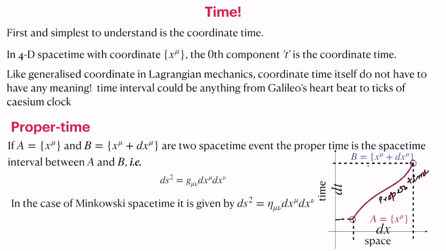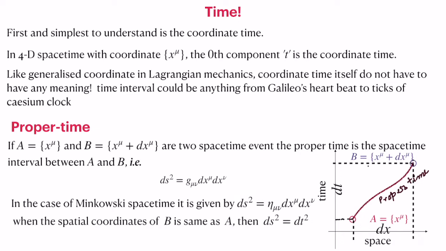Now in the case of Minkowski space-time, you can replace the metric by the Minkowski metric, that is ds square is equal to eta mu nu dx mu dx nu. So that defines the proper time between the two events A and B. Now you could have an event B at the same spatial coordinate as event A, then the space-time interval simply becomes the coordinate time interval, that is ds square becomes dt square. That is true only in Minkowski space. Otherwise, proper time and coordinate time would be related by the metric component g00.